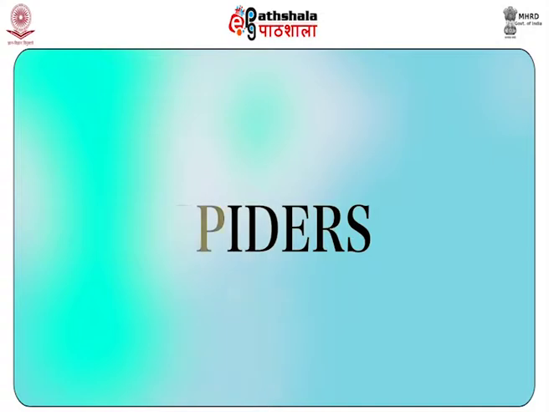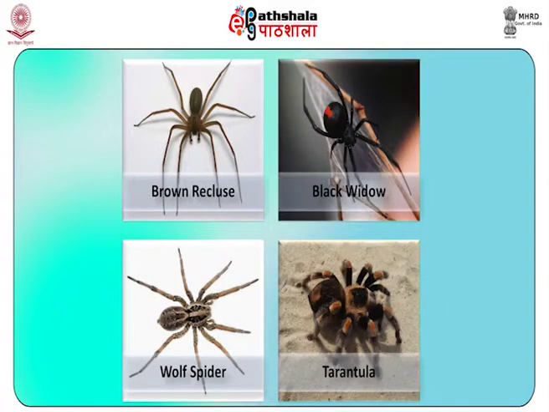Next, we will study about the spiders. All spiders, with the exception of two small groups, are venomous. There are over 1 lakh species of spiders. However, only about 20 species cause serious envenomation in humans, while about 150 to 180 can cause significant toxicity. The common Indian species that cause serious envenomation include the brown recluse, black widow, wolf spider, and tarantula.